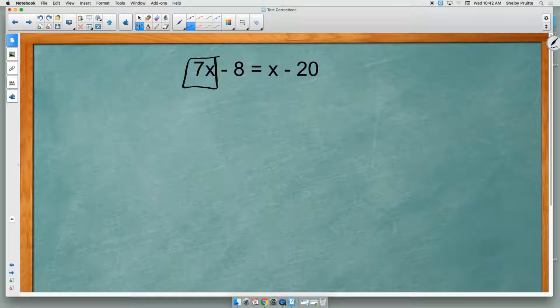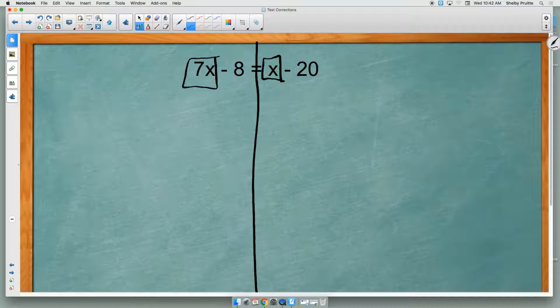Well, I have a minus 8 here. That's not it. This x, however, I'm going to split that. This x, however, is a like term with 7x. Okay, so those two match up. Now, let's look at everything that's left. This 8, which is turned into a negative 8, and then this 20, also a negative 20.